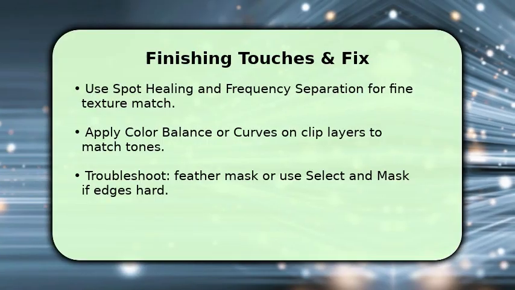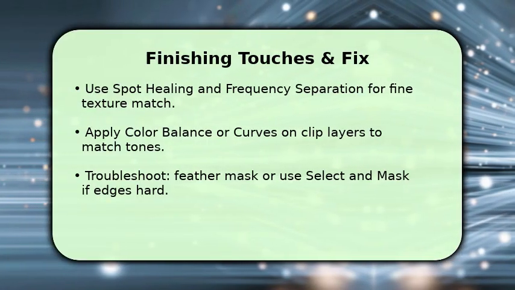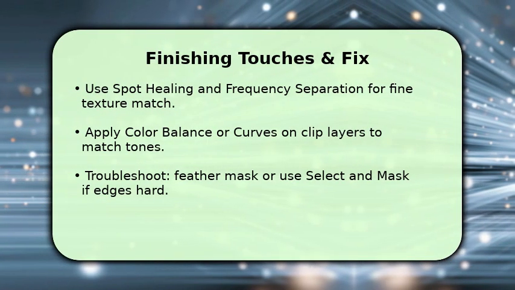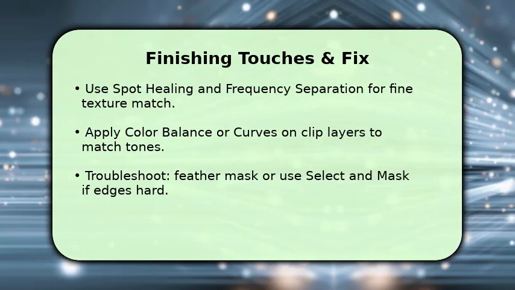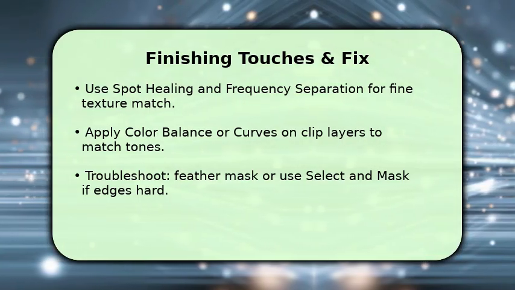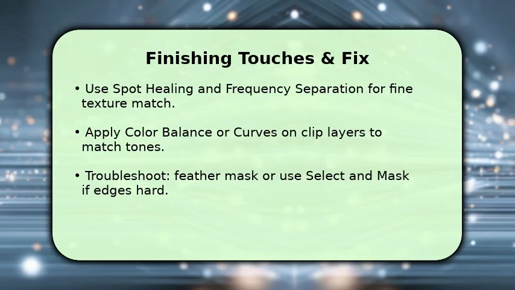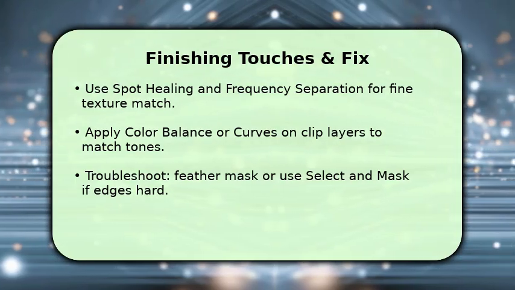Finally, sharpen selectively with a high-pass layer if needed. If you get hard or haloed edges, go back to the layer mask and increase feather slightly. Or reopen Select and Mask to smooth and shift edge sliders. This usually fixes visible seams.